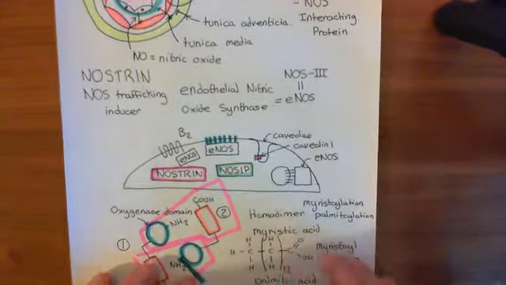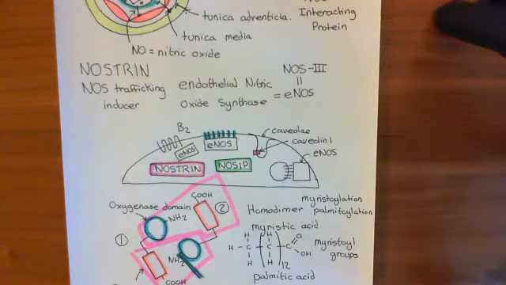So again, eNOS's function in these vesicles is going to be reduced. You're going to produce less nitric oxide and you're going to get less relaxation of the smooth muscle. So you're more likely to get vasoconstriction. You're going to be in a more constricted state if you're producing high levels of NOSTRIN.